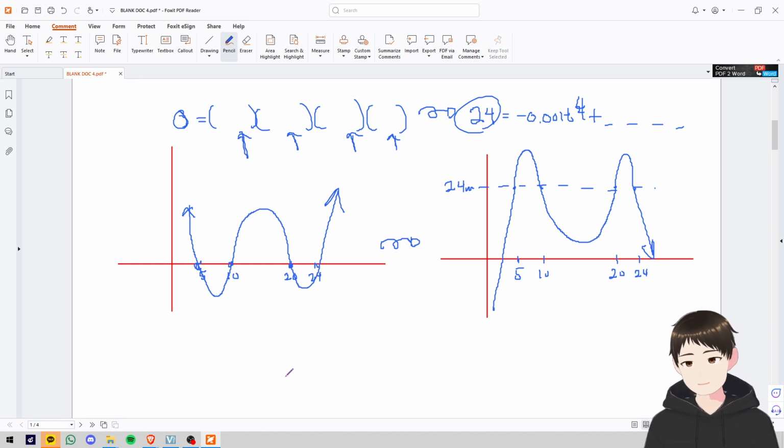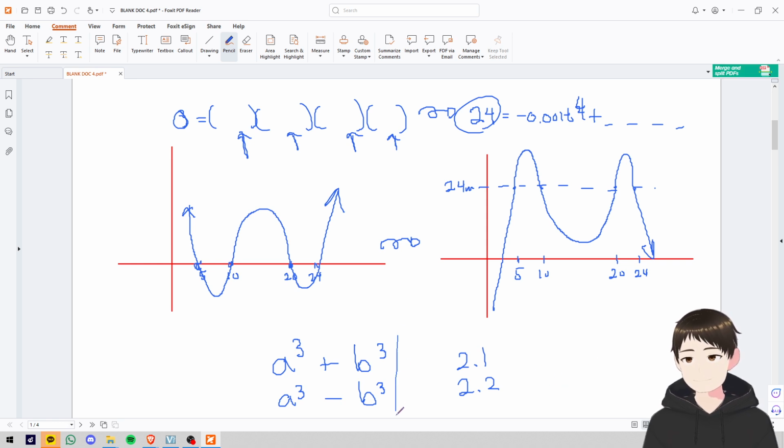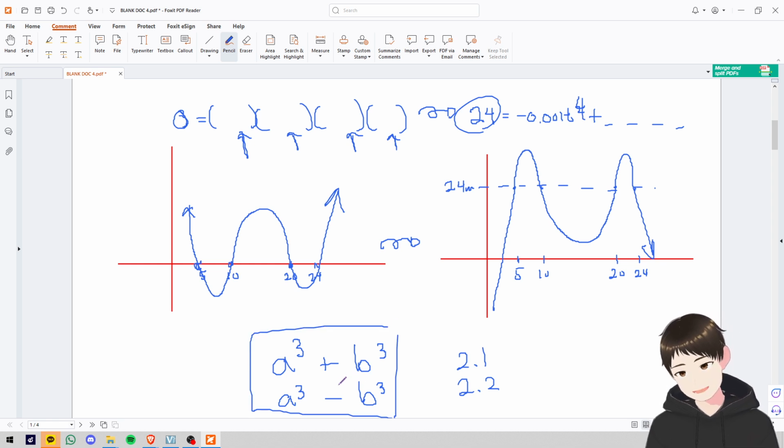Also, remember to, just as I wrote on the Brightspace announcement, make sure along with your chapter 1 remainder theorem, chapter 2 factor theorem, integral 0, rational 0 theorem, you also practice your cube sum and difference of cubes.